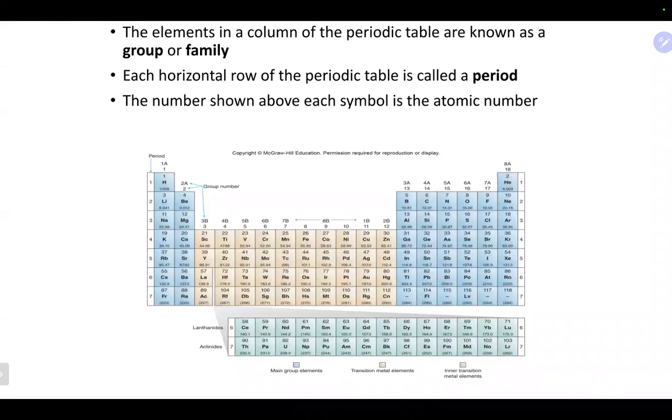First off, a column on the periodic table, which is going up and down, I guess, is what is referred to as groups. If you're old like me, family. Not too many people call it families anymore. Most people call them groups these days.